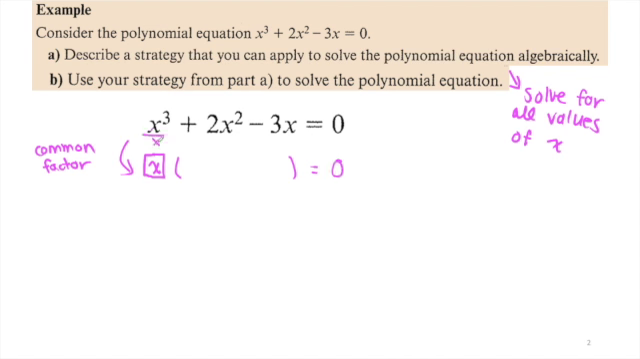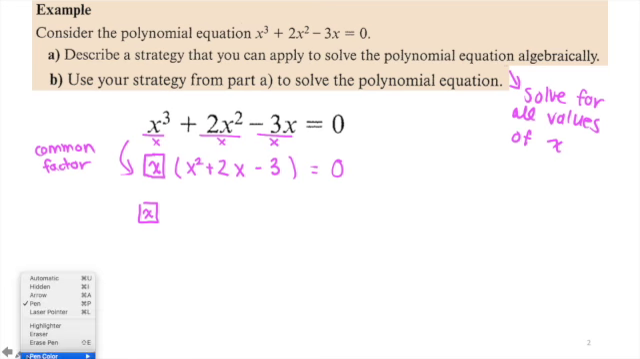Remember, you divide each of those terms by x. What's left over from x cubed divided by x? Well, x squared. The 2 is left over because you're not dividing by another number. 2x squared divided by x is 2x, and then negative 3x divided by x is just negative 3. So you have a common factor of x. You don't actually have to write it in a box, I was just showing you that that's your common factor.